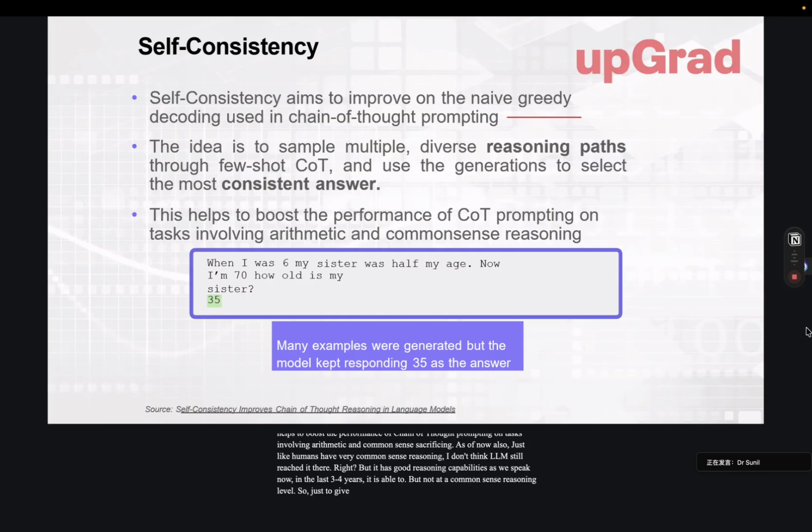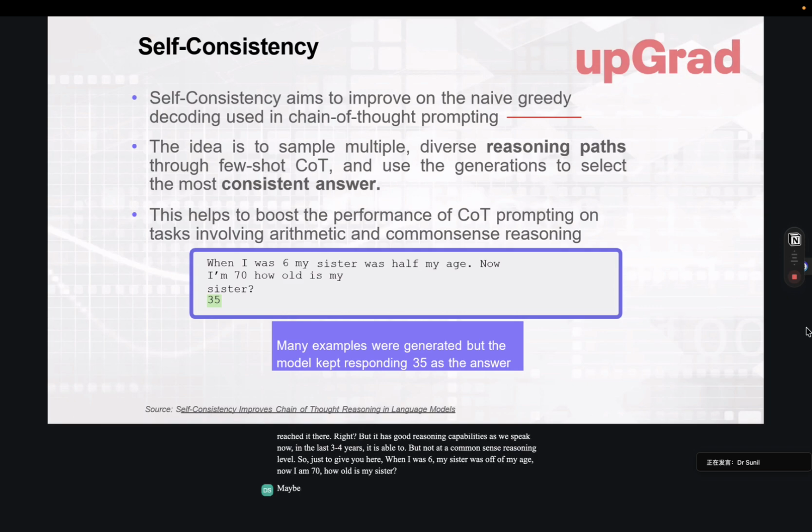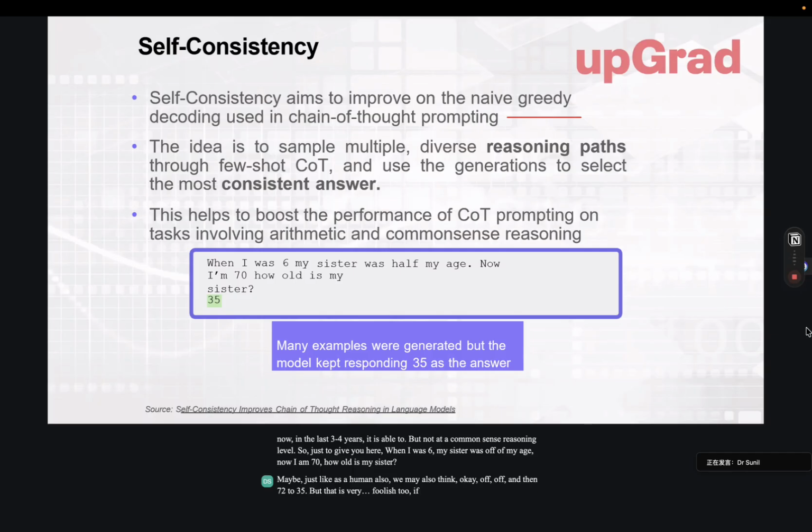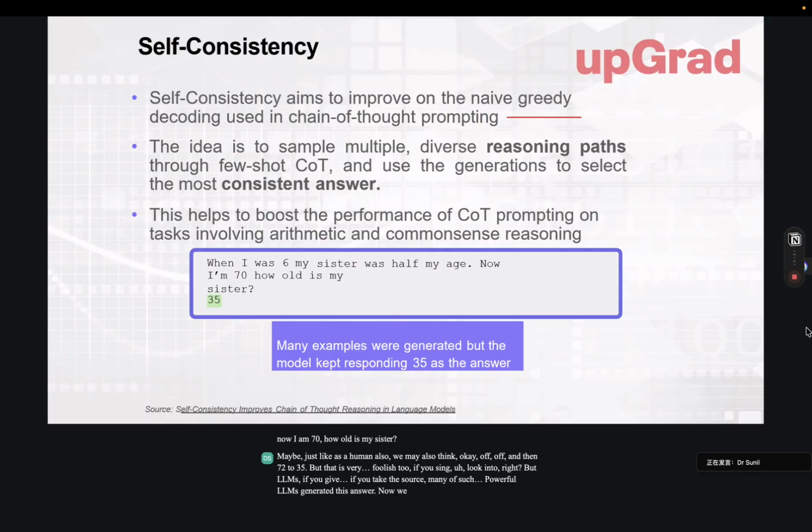So just to give you an example: when I was 6, my sister was half of my age. Now I am 70. How old is my sister? Maybe as humans we may also think, okay, half, and then take that of 70. But that is very foolish, if you look into it, right? But if you take this source, many of such powerful LLMs generated this answer. Now we will laugh at that. Oh, is it like that?